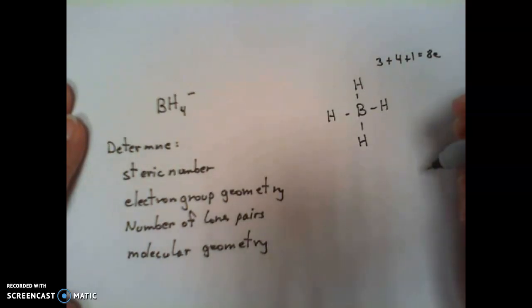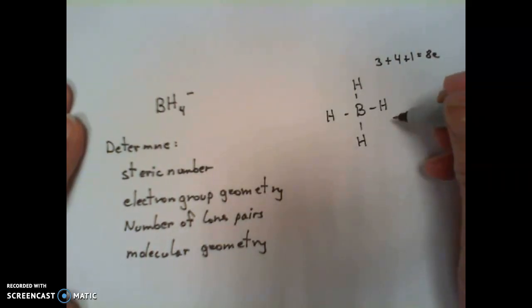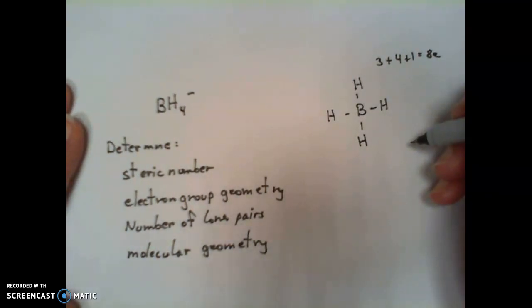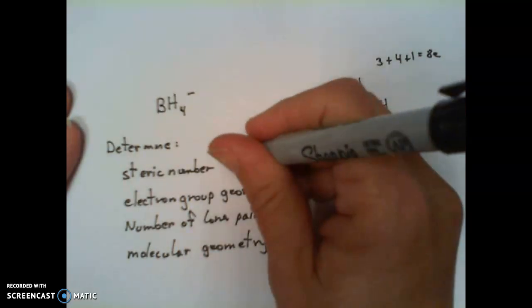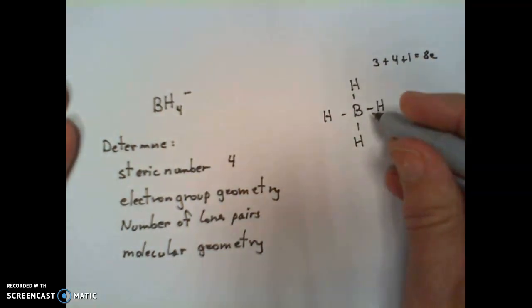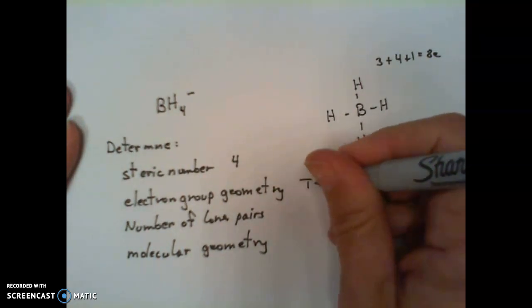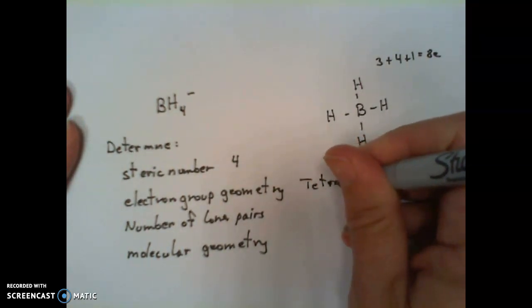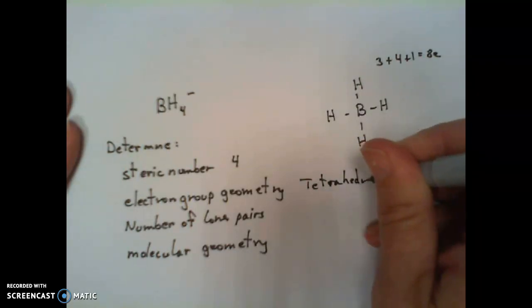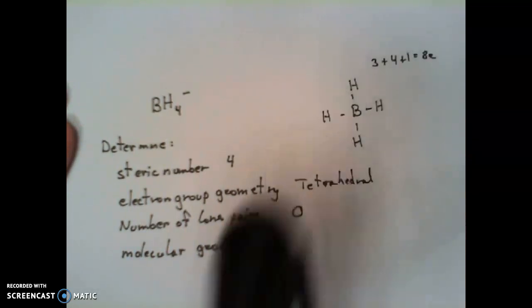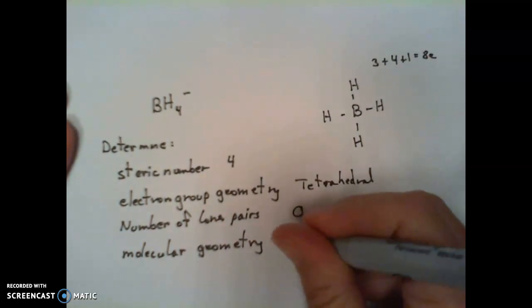We have already drawn 4 bonds, so that accounts for our 8 electrons. We don't need to add any lone pairs. So we have a steric number of 4 because we have 4 bonded atoms. The electron group geometry is tetrahedral. The number of lone pairs is 0, and so the molecular geometry is also tetrahedral.